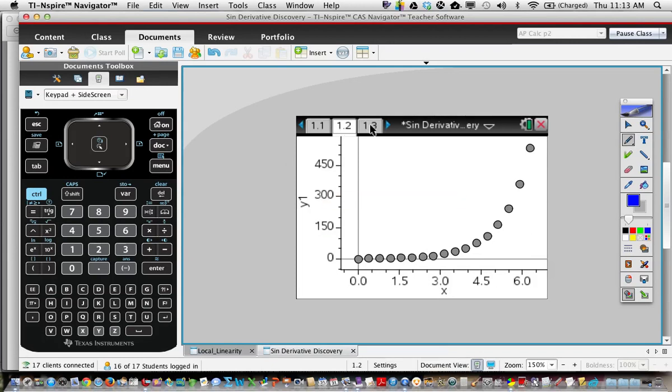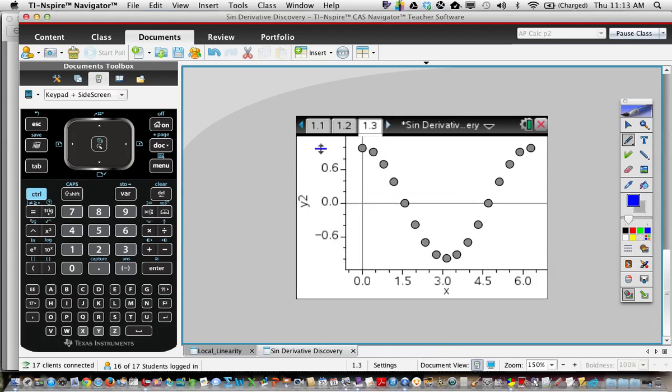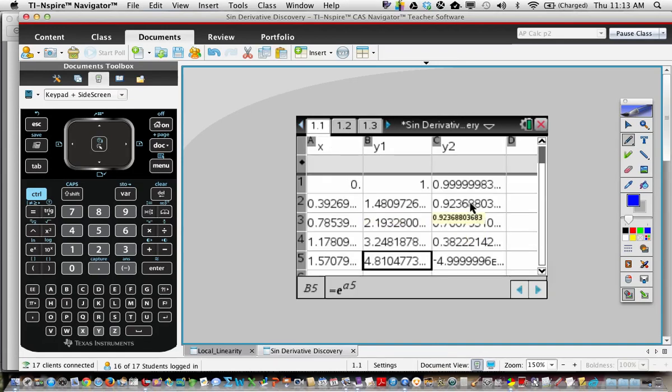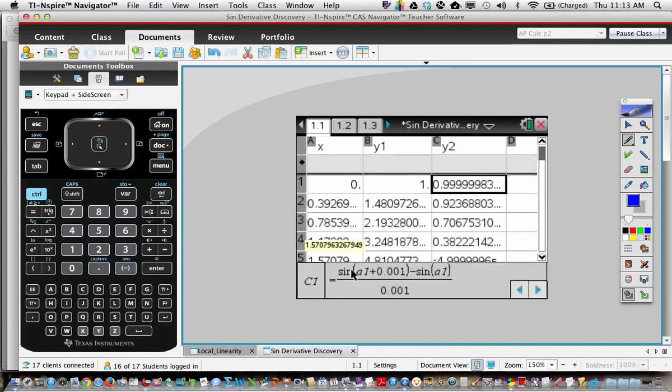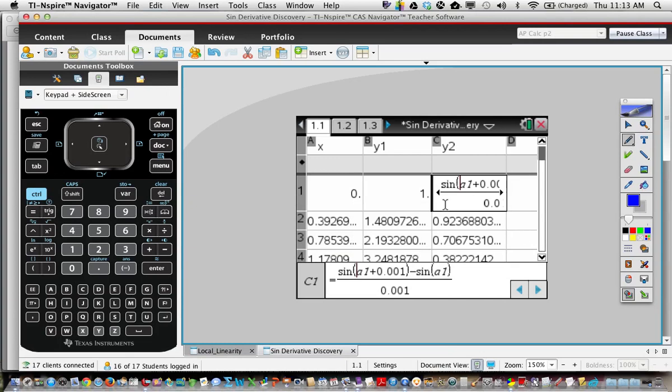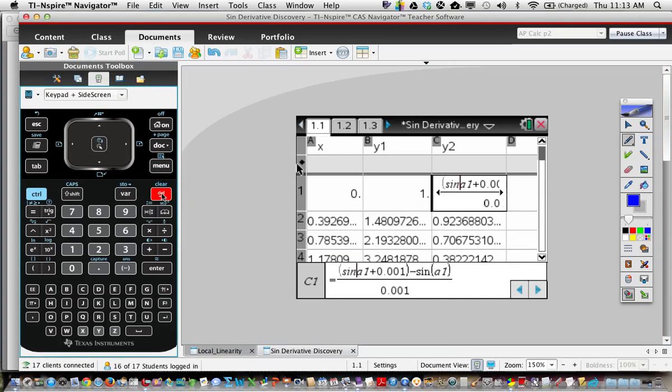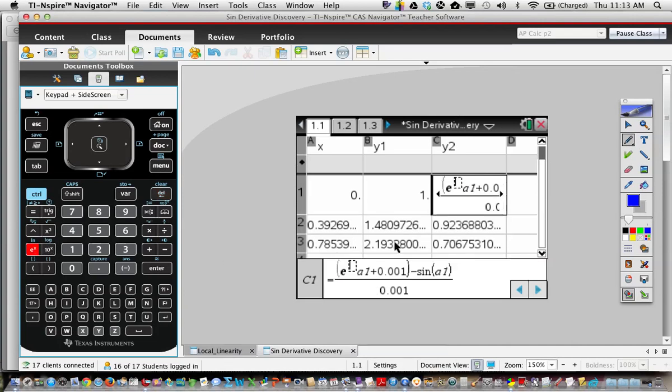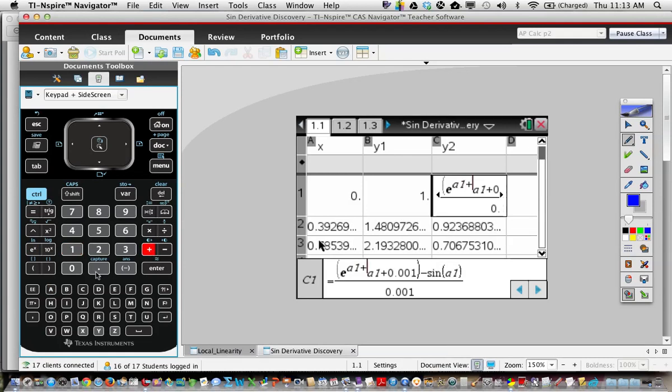Now let's do the derivative of that. So the derivative of that, in this column, instead of sine, we would make that e to the, a1 plus point.